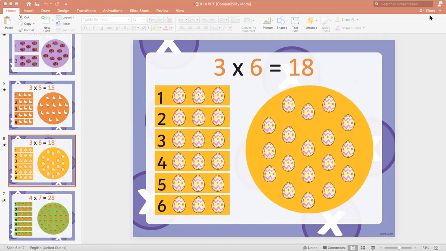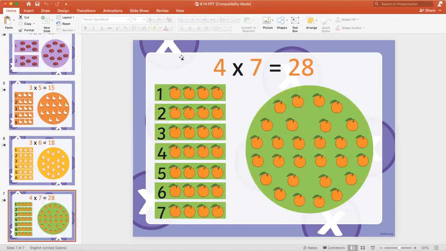It's much easier, right? So let's take a look at the last one. If we want to use plus, we have to write 7 fours. It's going to take a lot of time. But with multiplication, we can just use 4 times 7 equals 28 oranges.